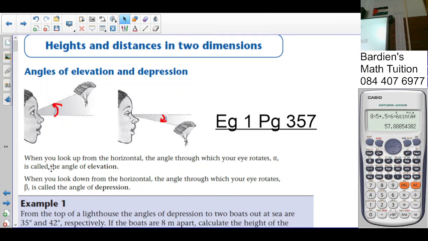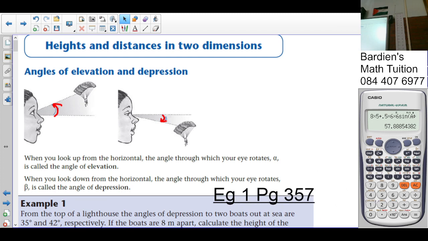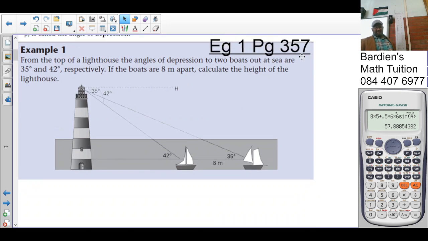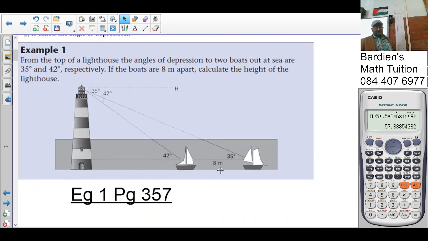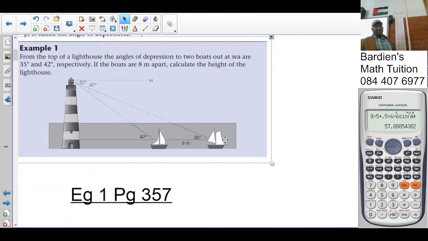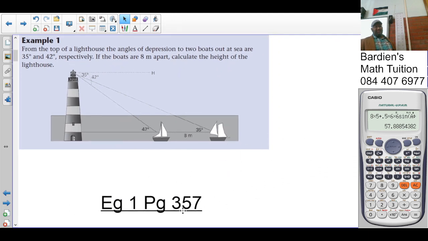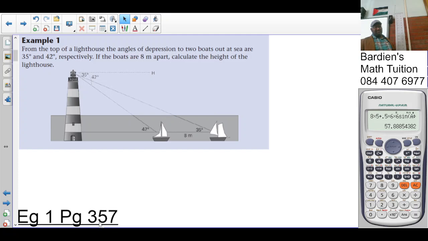So let's look at the first example, and the settings on the next page, correct? 357. You see why you are getting depressed? You think it's difficult, but it's not. You'll see now how easy it is.